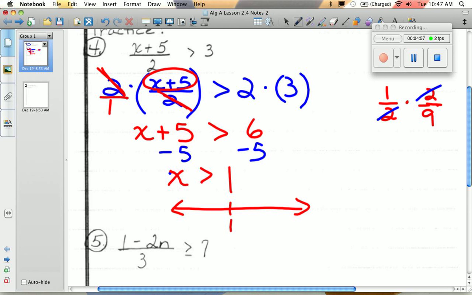Integer neighbor to the left, 0. Integer neighbor to the right, 2. Open circle. Shade to the right. So x has to be any number greater than 1.